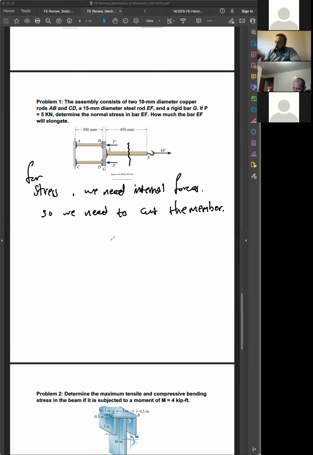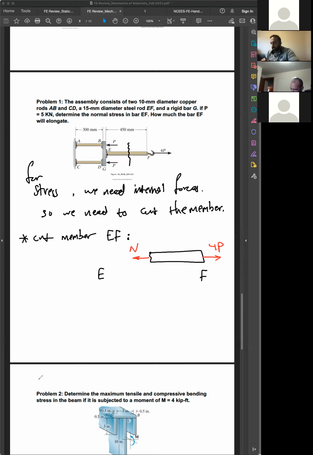All right. So I'm going to cut member EF. Somewhere at the middle. So it is F, and E would be somewhere here that we do not see at this point. So we have the force of 4P applied here, but we do not know what the force is here. I'm going to call it N.